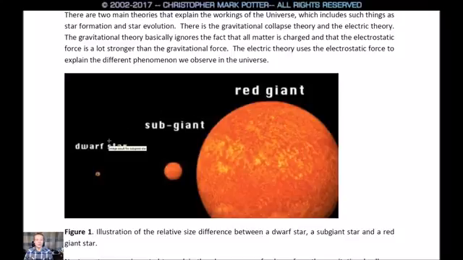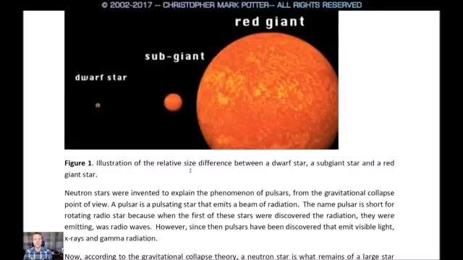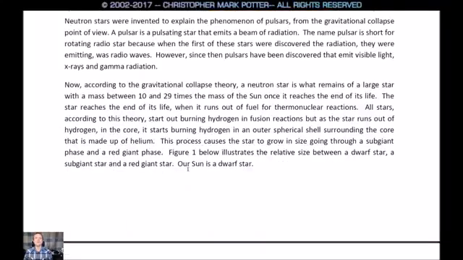Red giant, subgiant, dwarf star. Figure 1, illustration of the relative size difference between a dwarf star, a subgiant star, and a red giant star. Neutron stars were invented to explain the phenomenon of pulsars from the gravitational collapse point of view. A pulsar is a pulsating star that emits a beam of radiation. The name pulsar is short for a rotating radio star, because when the first of these stars were discovered, the radiation they were emitting were radio waves. However, since then, pulsars have been discovered that emit visible light, X-rays, and gamma radiation.